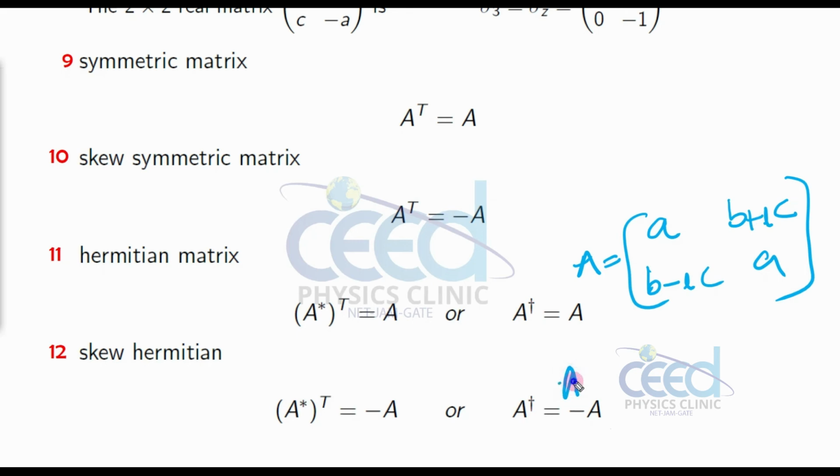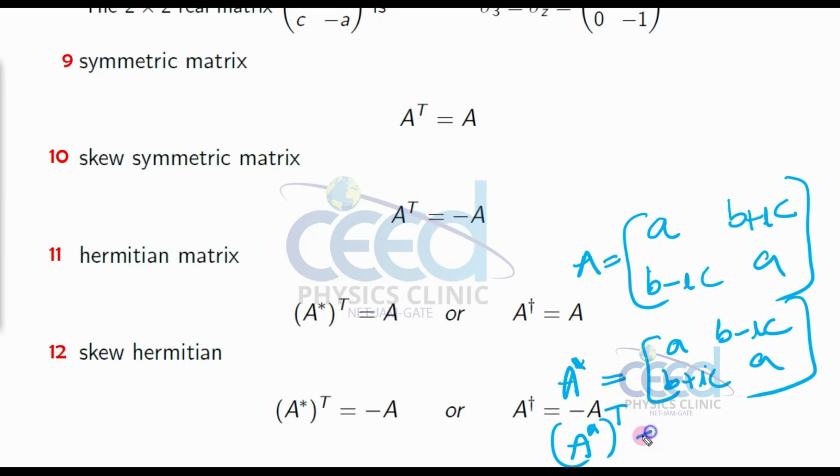That means that is A conjugate. What is A conjugate? I can write this as a, this becomes b minus ic, the sign will change, here this becomes b plus ic, and this becomes a itself. Now if you find the transpose of this, right, you will get a, b plus ic and b minus ic, a. This is equal to our initial matrix, right? So I can write this is equal to A. So if this condition is satisfied, then you can say this A is a Hermitian matrix. That means its conjugate transpose is equal to the same matrix, right?